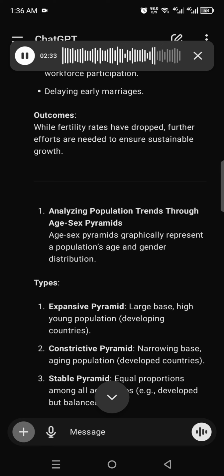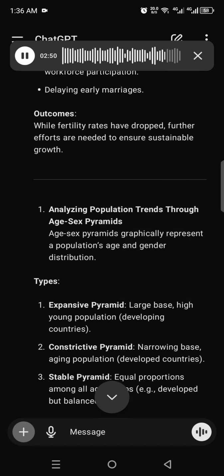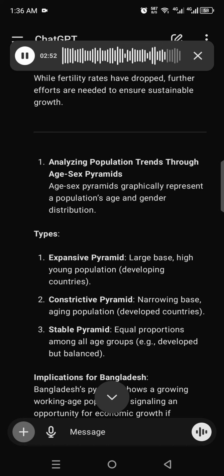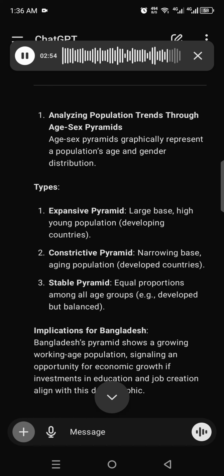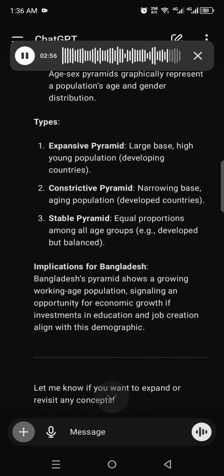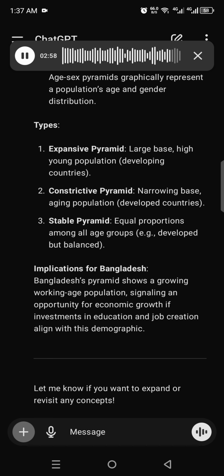30. Analyzing population trends through age-sex pyramids. Age-sex pyramids graphically represent a population's age and gender distribution. Types. 1. Expansive pyramid, large base, high young population, developing countries. 2. Constrictive pyramid, narrowing base, aging population, developed countries. 3. Stable pyramid, equal proportions among all age groups, e.g., developed but balanced.